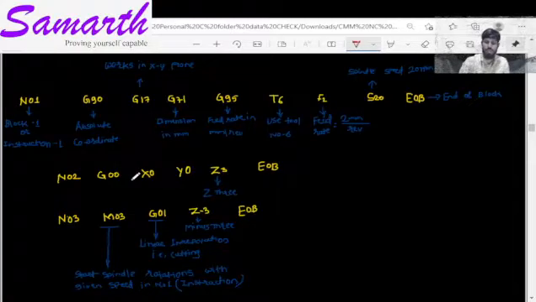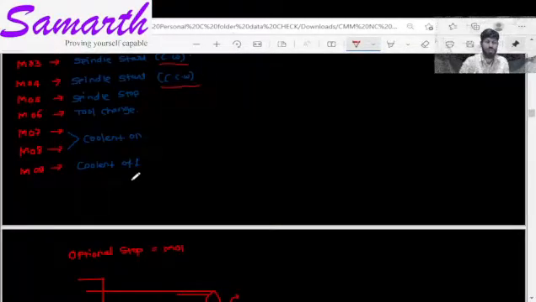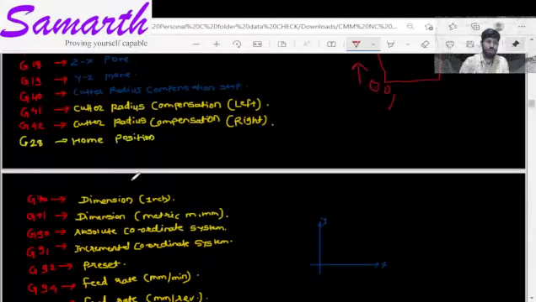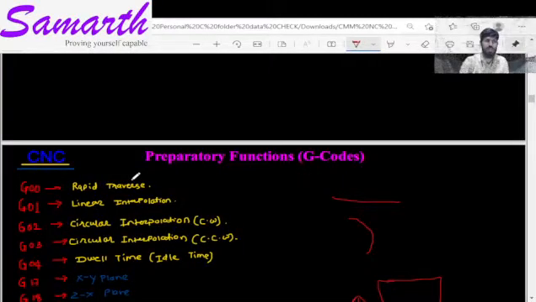What G00 stands for, we have seen here. If you have any doubt, you need not remember all these things. This will not be asked in the exam, just for your understanding. Now, this means rapid traverse.